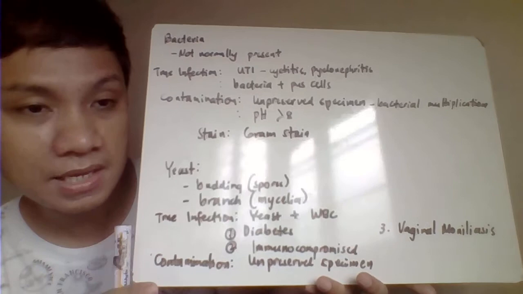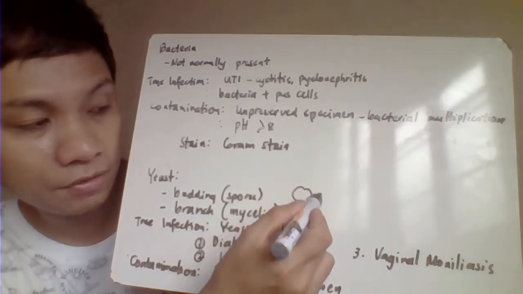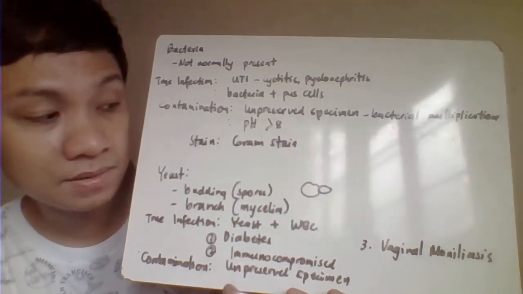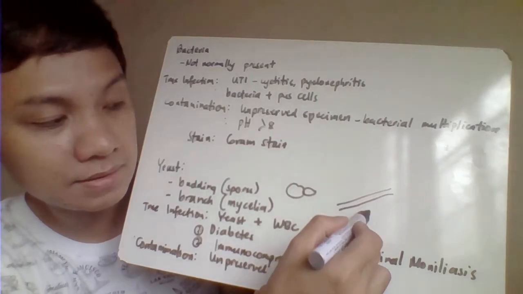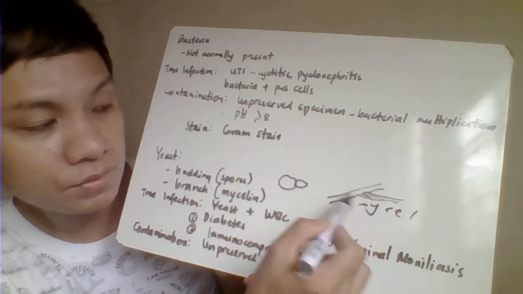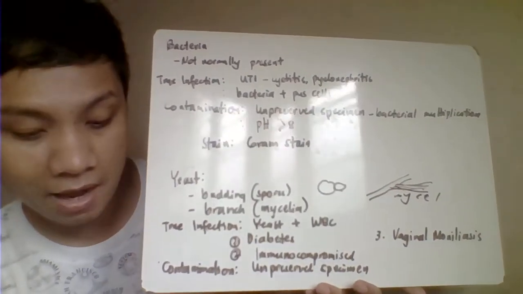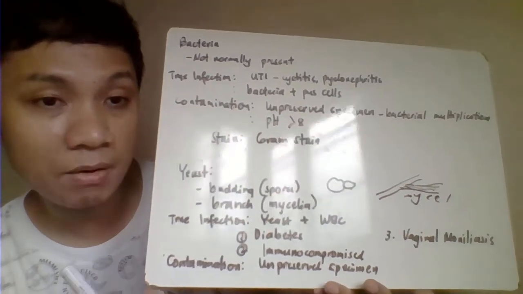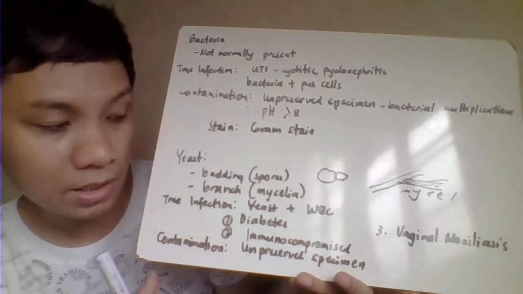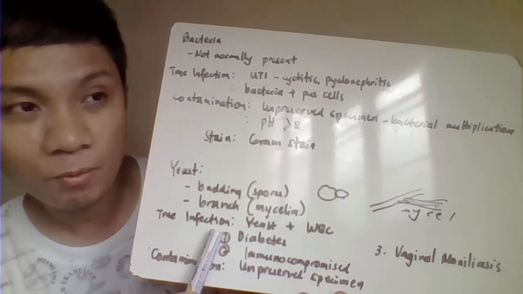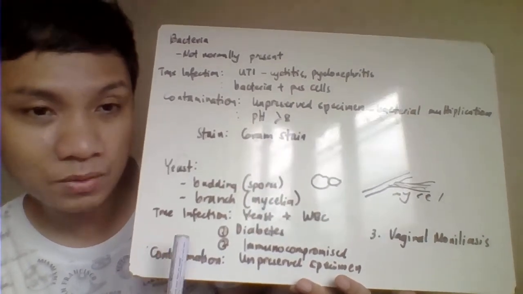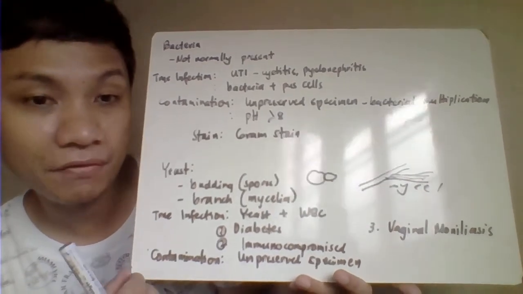Okay, next one, we have the yeast. Yeast here is just your spores. Usually, they bud off. It just signifies a fungal infection. Sometimes there are mycelia. Mycelia branch, so they are not round. This is what we call mycelia. It still signifies a fungal infection. So, the true fungal infection is associated with diabetic patients. Okay, why? Because the high glucose environment is the ideal medium for the growth of fungi.